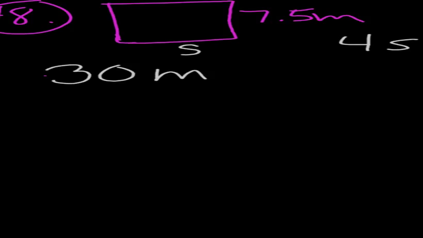Remember, perimeter is just measuring the distance around something. So it's just the plain old label, meters. If they ask for area, you'd have meters squared. If they asked for volume, you'd have meters cubed. But perimeter is just meters.